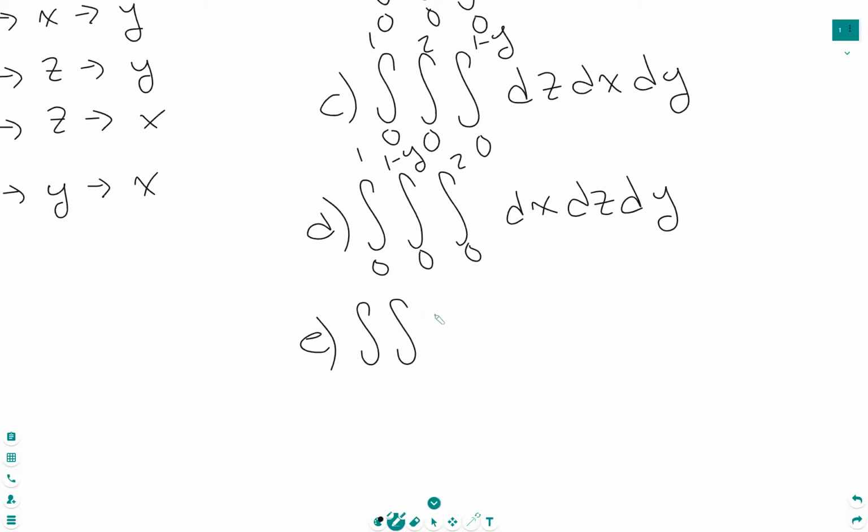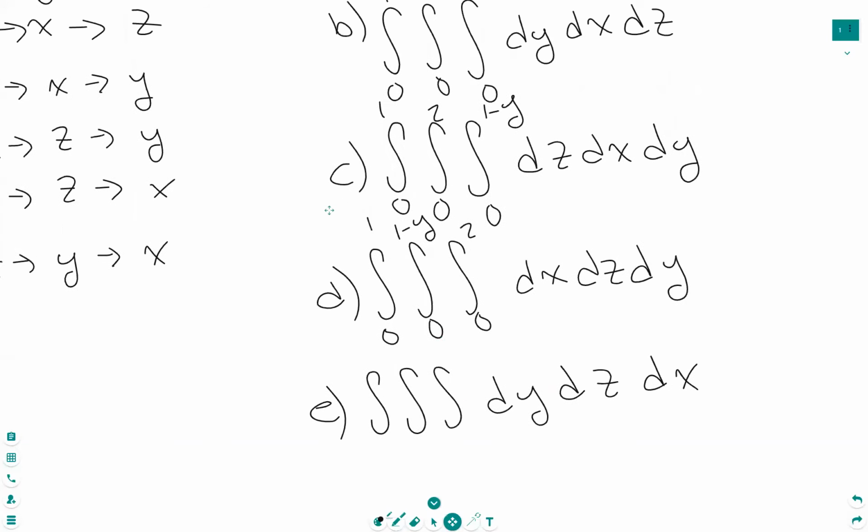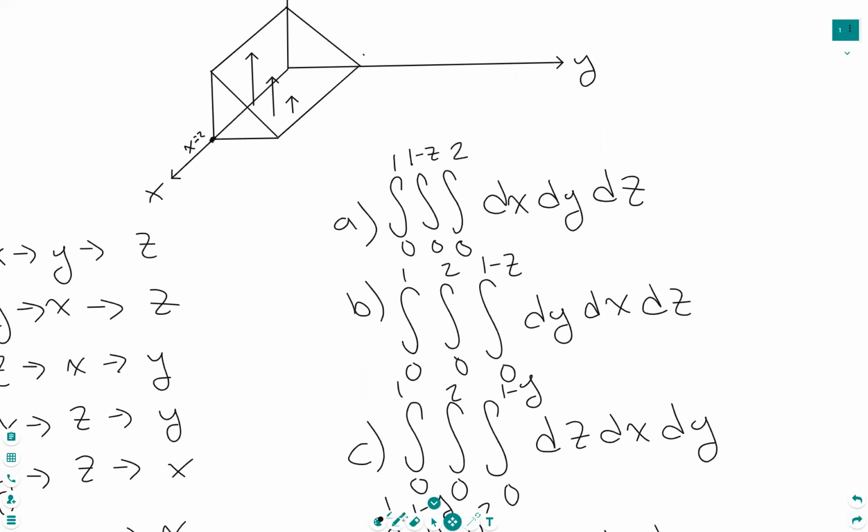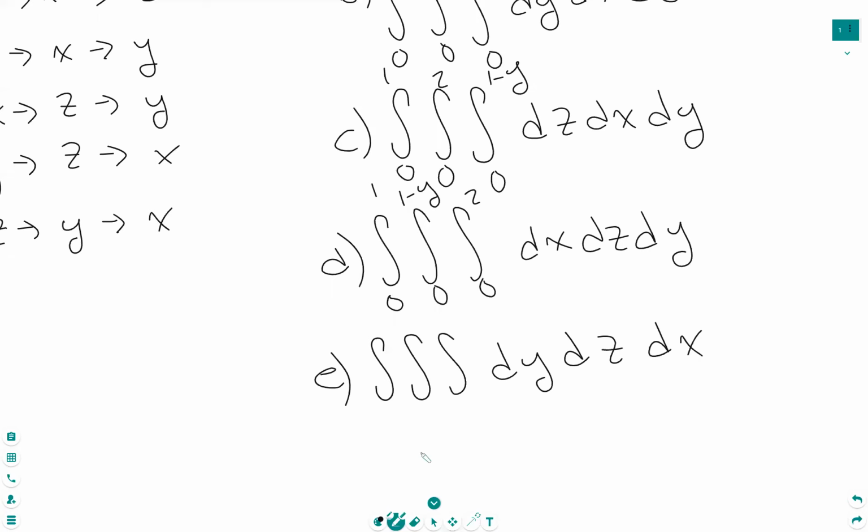E was dy, dz, dx. So we've done a dy first, right? The y in this case, well, I have to erase these again. Our y is going from here out to the plane. So we go from 0 to y is equal to 1 minus c.